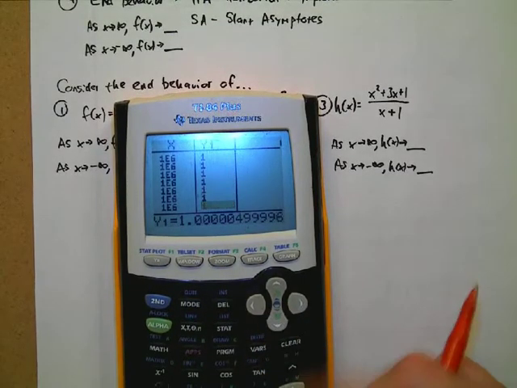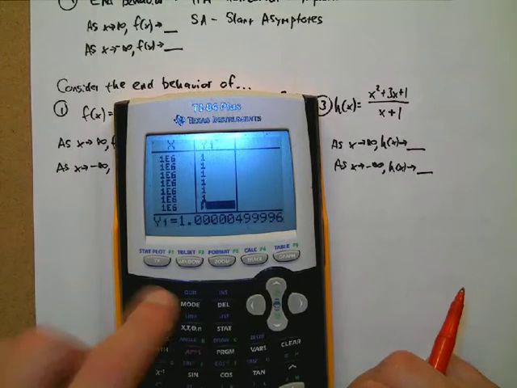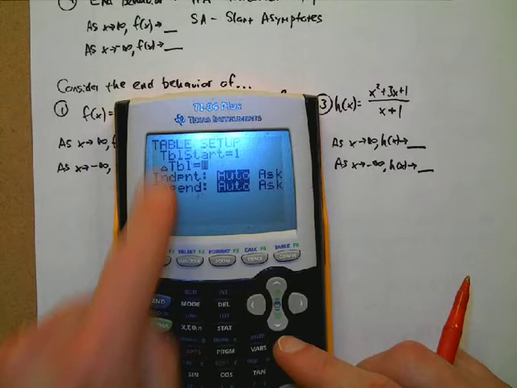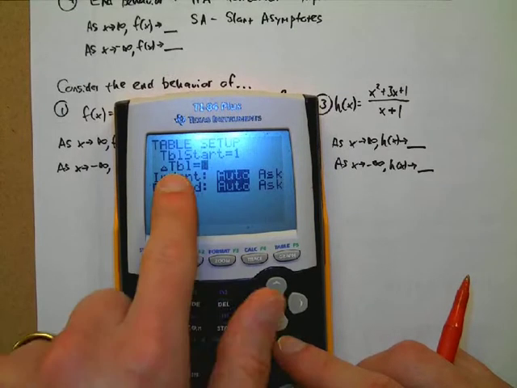Okay? So I'll go back to start my table at one, though. Again, that second window if you want to change where your table starts. You can also change that delta table. That changes how much you count by.